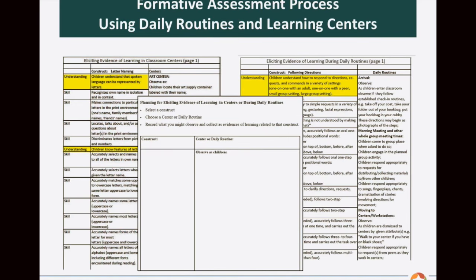In your handouts, you have 3 pages. One lists evidence of learning for learning centers. There's a back and front. And the other lists evidence of learning for daily routines, back and front as well. There is also a template for planning how you could elicit evidence in a center or during a routine in your day. The evidence may stem from something you see naturally occurring or from some learning opportunities you intentionally provide. You can use these handouts as a guide.